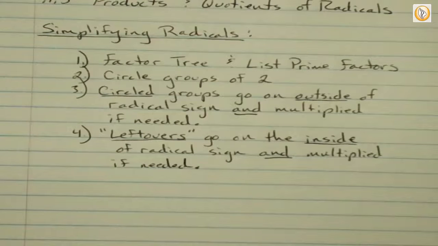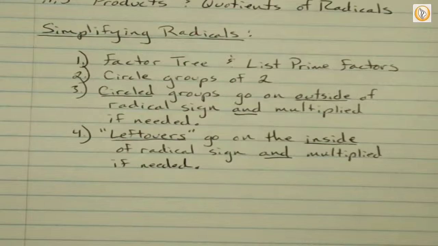Okay, so when simplifying radicals, you're going to do the factor tree, which y'all have done. We're going to list the prime factors. Then we're going to circle the groups of 2. So y'all have done this before. Steps 3 and 4 are what's new to y'all. The circled groups go on the outside of the radical sign and multiply together if needed. The leftovers go on the inside of the radical sign and multiply if needed.